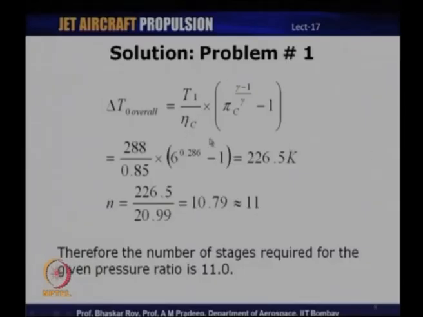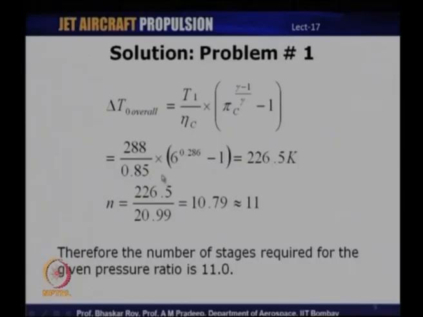And delta T naught overall we can find out. Basically, the overall temperature rise is the inlet temperature, that is T01, divided by the efficiency, which is given as 0.85, multiplied by the overall pressure ratio raised to gamma minus 1 by gamma, minus 1. So, that is 288 by 0.85, multiplied by 6 raised to 1.4 minus 1 by 1.4, that is 0.286, minus 1. So, delta T naught overall is 226.5 Kelvin.